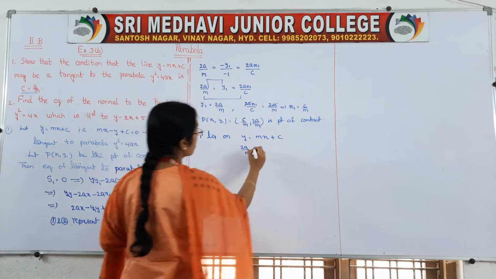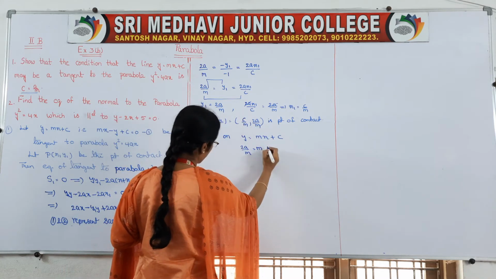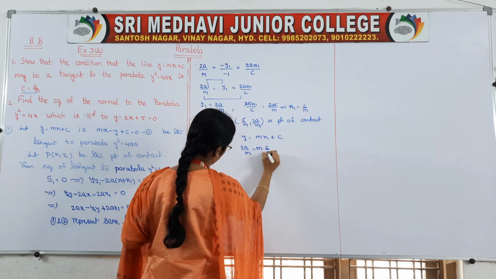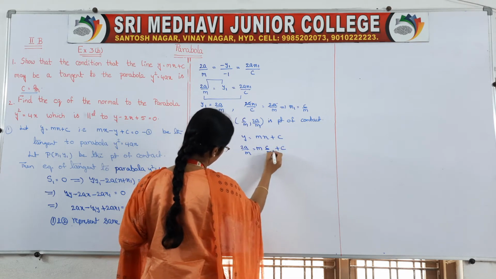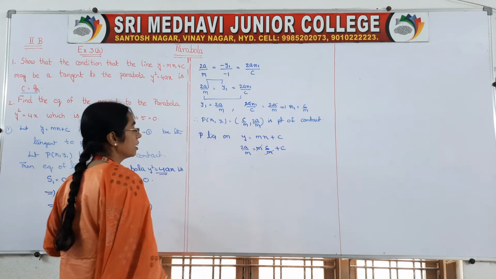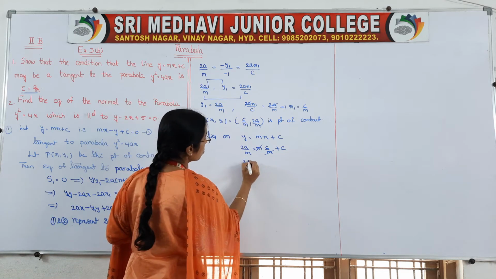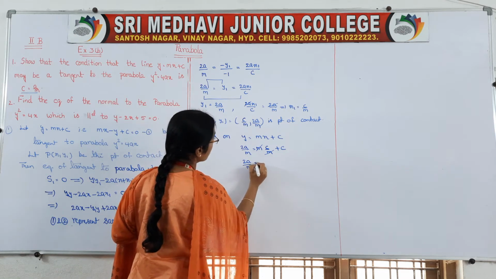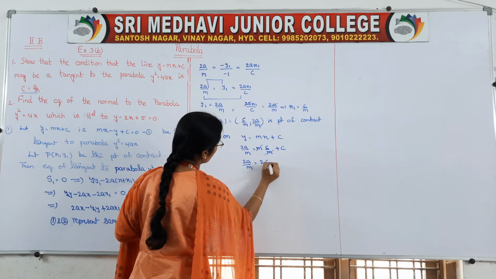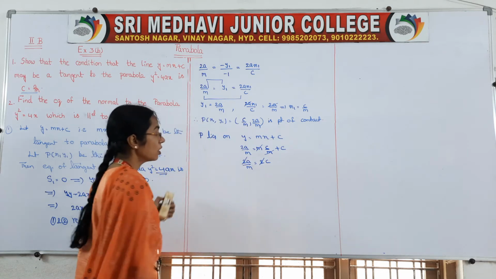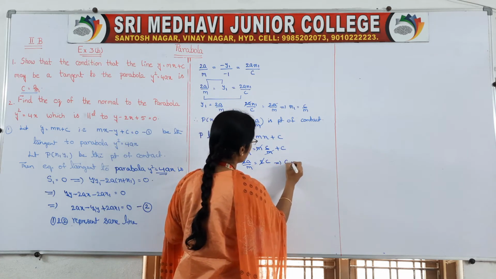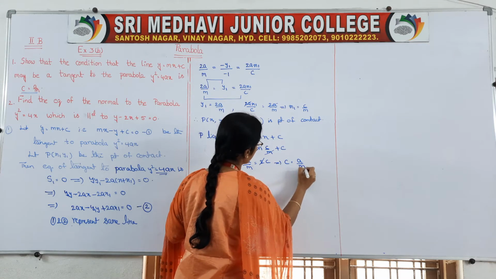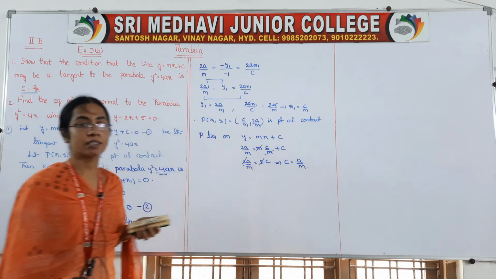What is your m? This one is m, and the x term is c by m plus c. M cancels, right. So, it is 2a by m is equal to c plus c, 2c, 2 also cancels. So, c is equal to a by m is the answer.